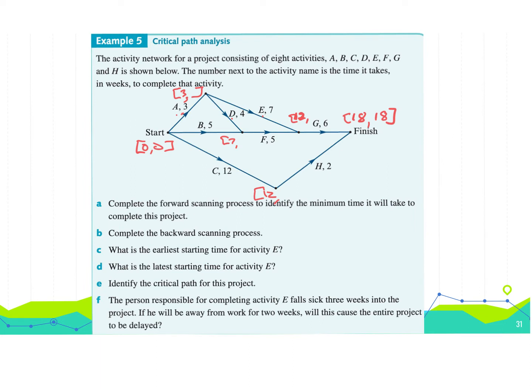Now we can go backtracking, okay. So we've just finished forward scanning, tick, and the minimum time it will take to complete this project is 18 weeks. So we've answered question A. Complete the backward scanning process. So backwards along this line, that's the latest finishing time is 18. If this takes 2, down in this one here, we're going to have 16. Now, at the top, 18 minus 6 is going to be 12.